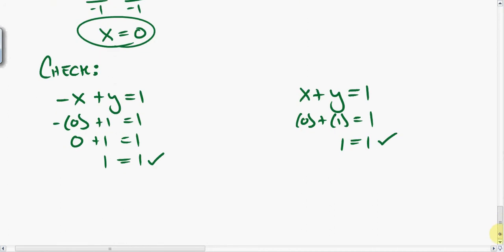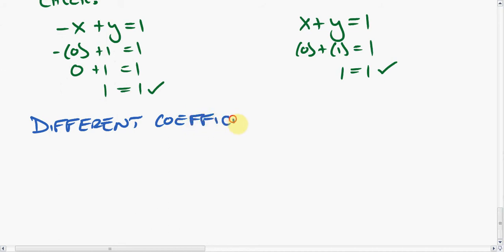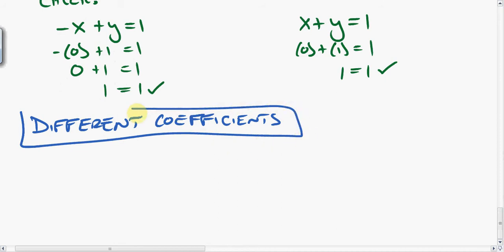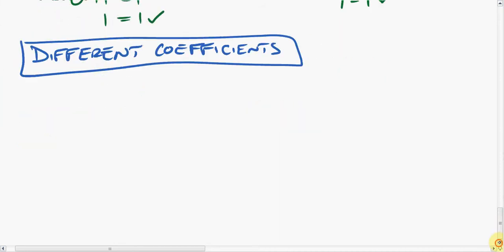Third scenario, dealing with your coefficients still. Your coefficients are now neither the same nor opposite. They're simply just different. So we'll work that. So we've got different coefficients. How do you cancel when the coefficients are neither the same nor opposites? So let's take a look at that.